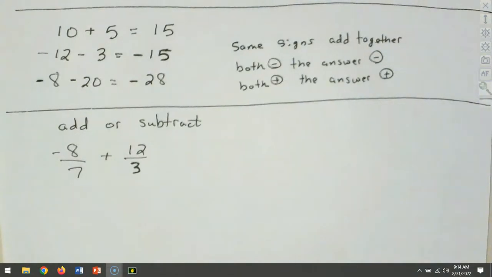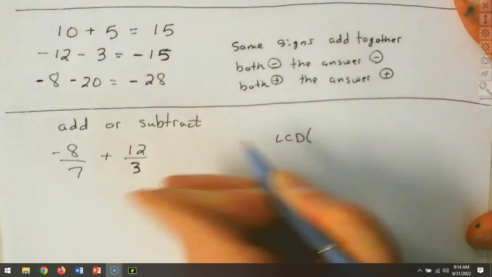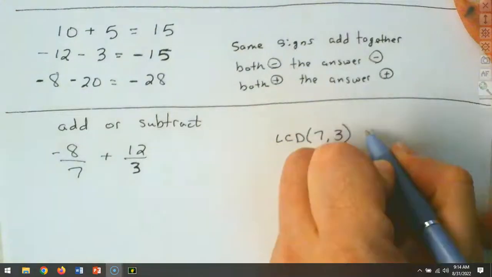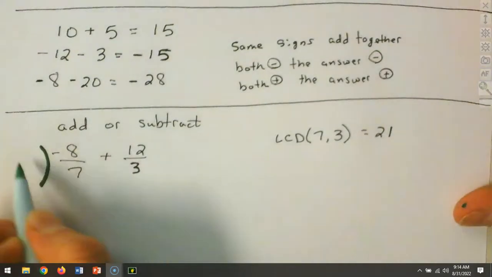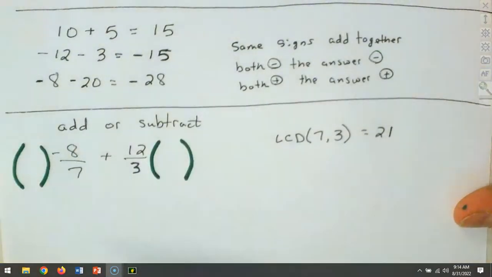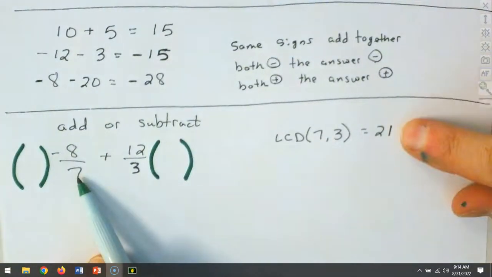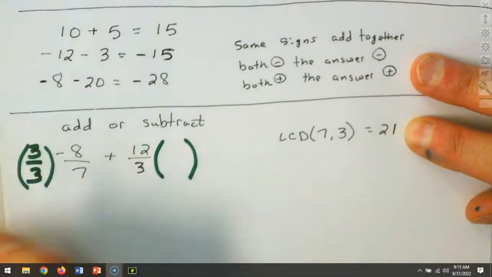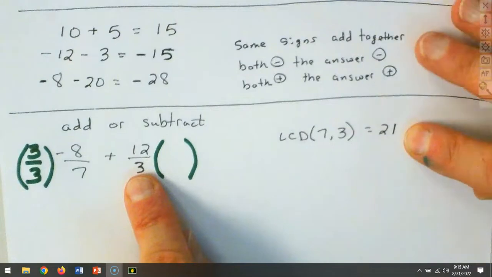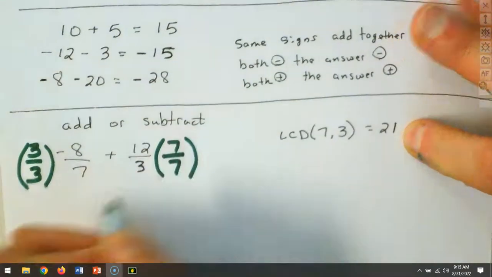When you add or subtract, you have to have a least common denominator, or LCD. So the least common denominator of 7 and 3 would be what? 21. Because 21 goes into 3, and 21 goes into 7. So we want the denominator to be the same. Now we've got that 21, so we're going to have to multiply. 7 times what number would make it a 21? 3, so we need a 3 over 3. 3 times what number makes it 21? 7, so we use a 7 over 7.